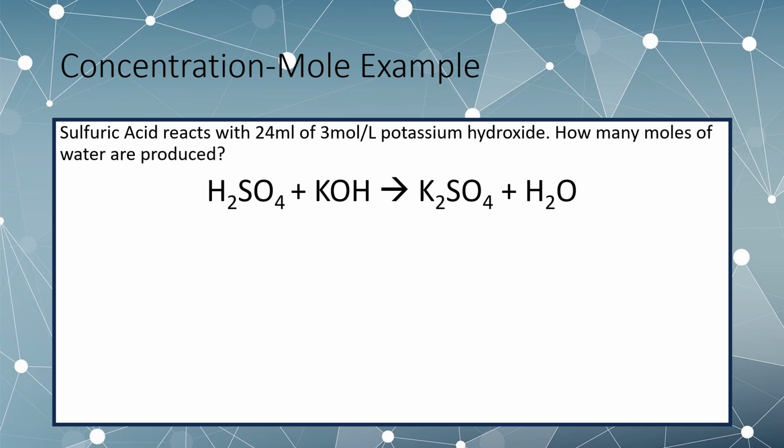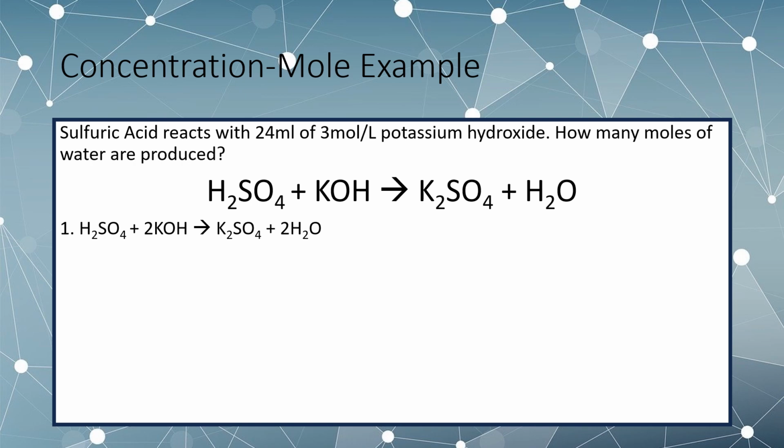So we have H2SO4 plus KOH gives K2SO4 plus H2O. To balance this equation, we simply need to put a 2 in front of our KOH and a 2 in front of our water. So we have H2SO4 plus 2 KOH gives K2SO4 plus 2 H2O. So our step 1 is complete.